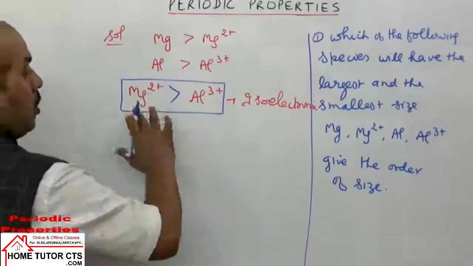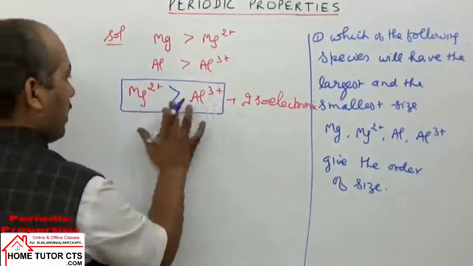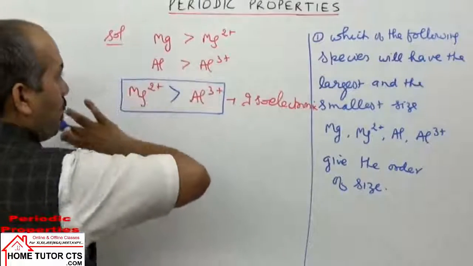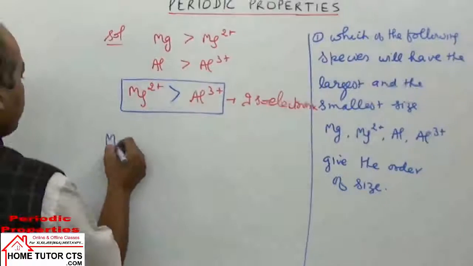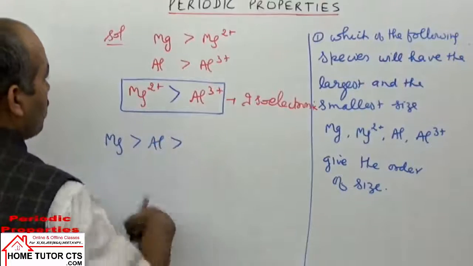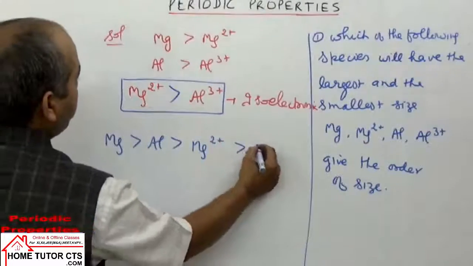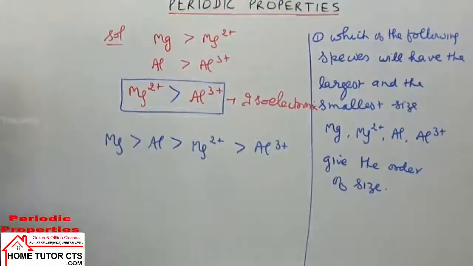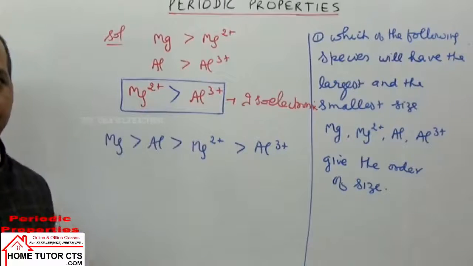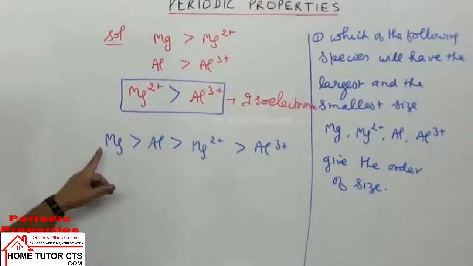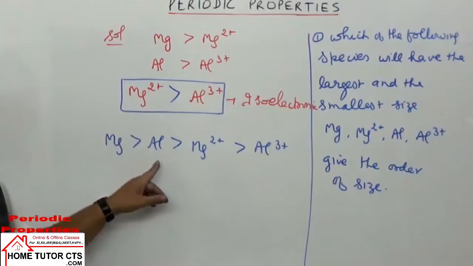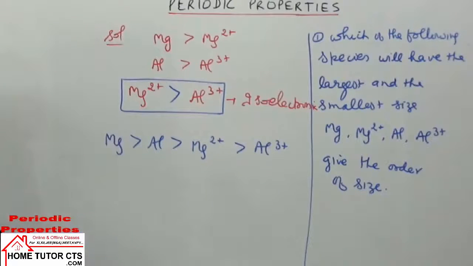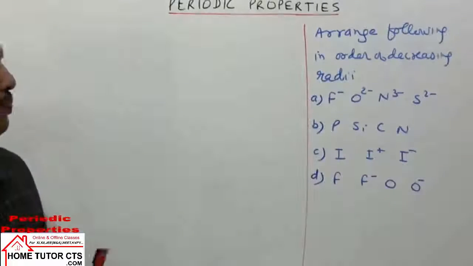Now next can be taken the order of size of all the atoms. Moving along the period, the size of the atom decreases. So magnesium is bigger than Al, which is bigger than Mg +2, which is bigger than Al +3. This becomes the complete order of size of the atoms and ions together. So I hope it's clear. Because of moving along the period, the size of the element decreases, compared to magnesium, Al has smaller size and the ions will have this pattern. Okay. Right. Next question now.